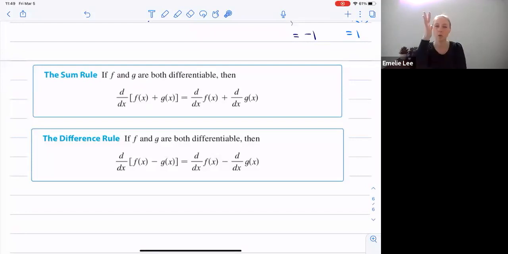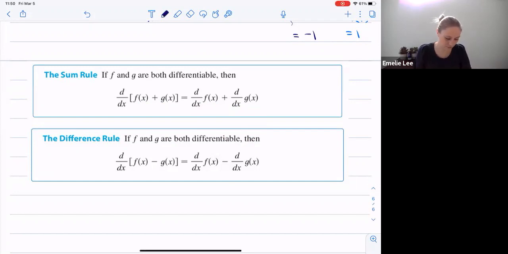Especially if you have a cusp or a vertical tangent line or a jump discontinuity or something like that, right? So assuming that f and g are both differentiable, then if I'm adding two functions together, what I can do is just add the derivatives together. I know it's really wordy with the d/dx's, so I'll summarize with prime notation. That's going to help us find derivatives of polynomials, of course.